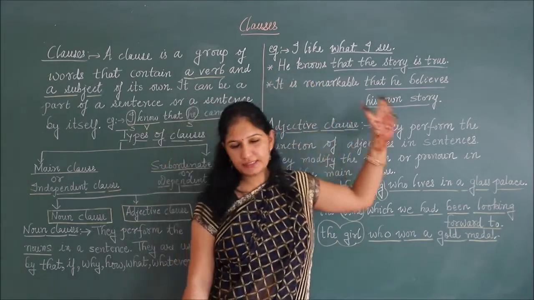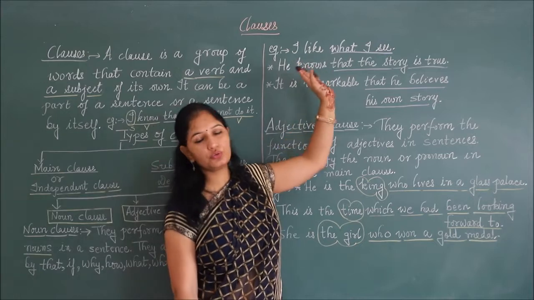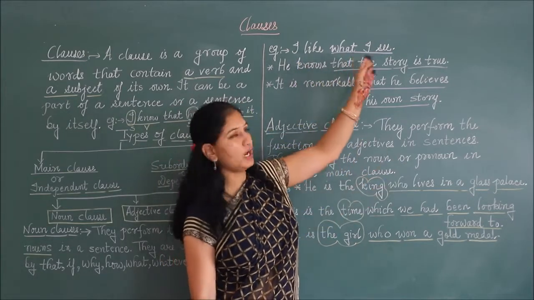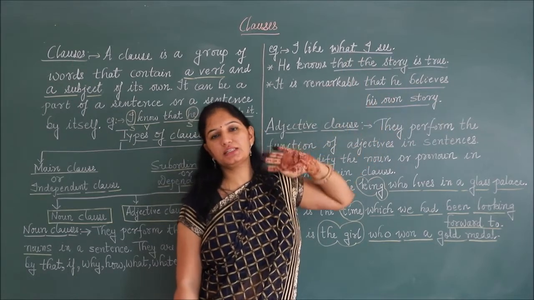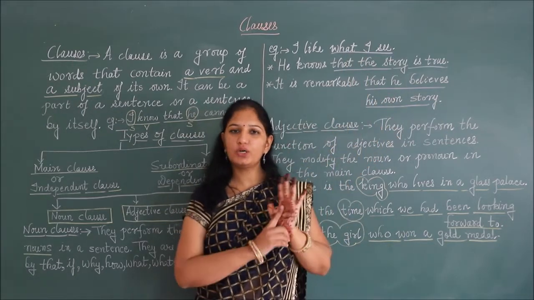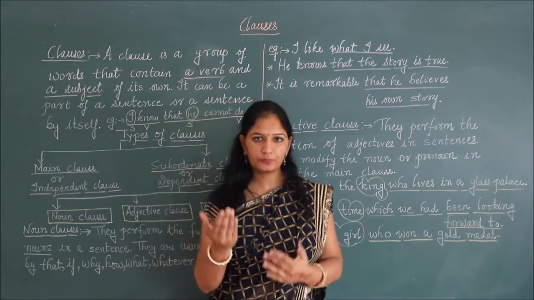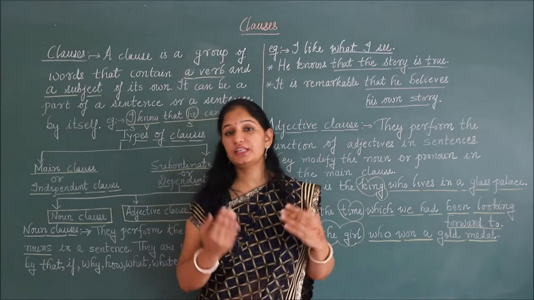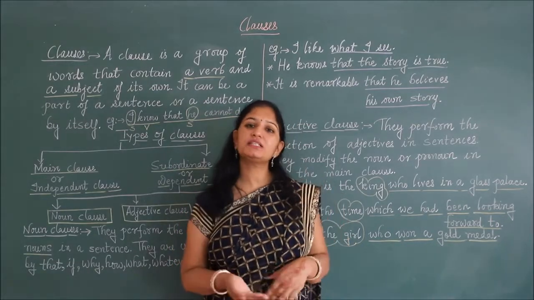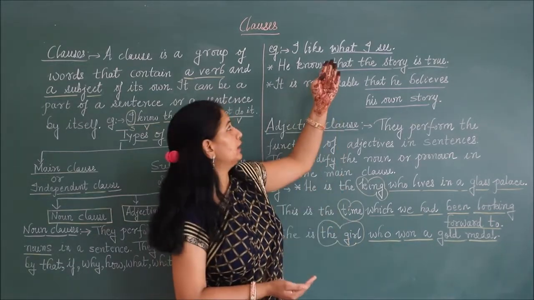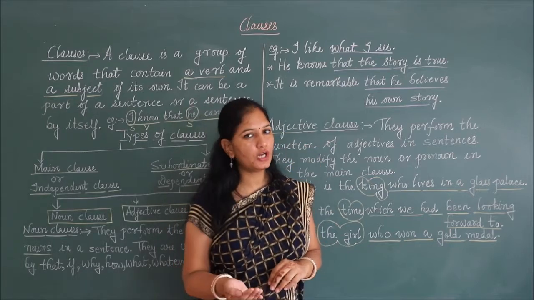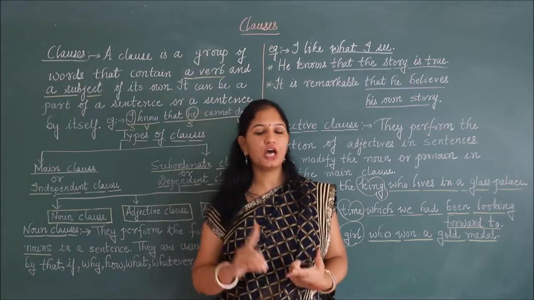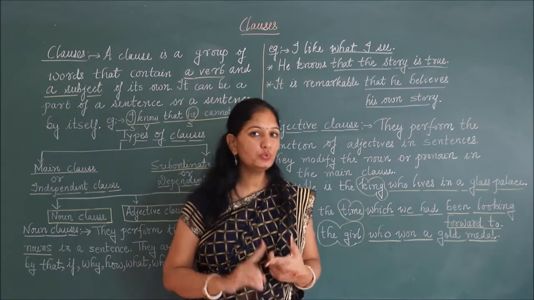I like what I see. So now if I ask the question from this verb like, I like what? What I see. So I am getting the answer as what I see. So what I see becomes an object of the sentence. So if it is an object of the sentence, that means it is a noun. So it is performing the function of noun. What I see. So it is performing the function of noun. That's why it is noun clause.